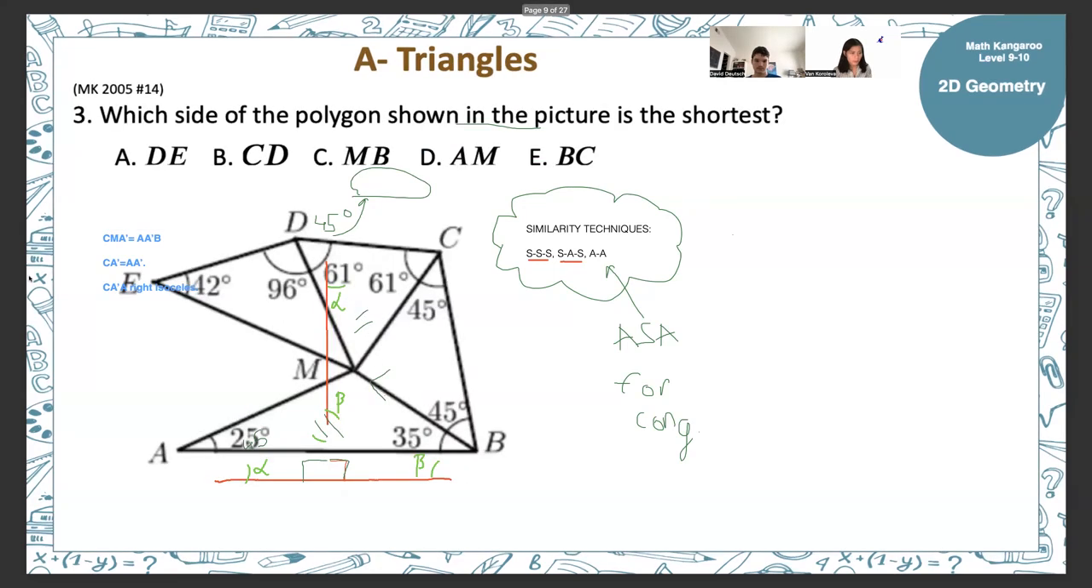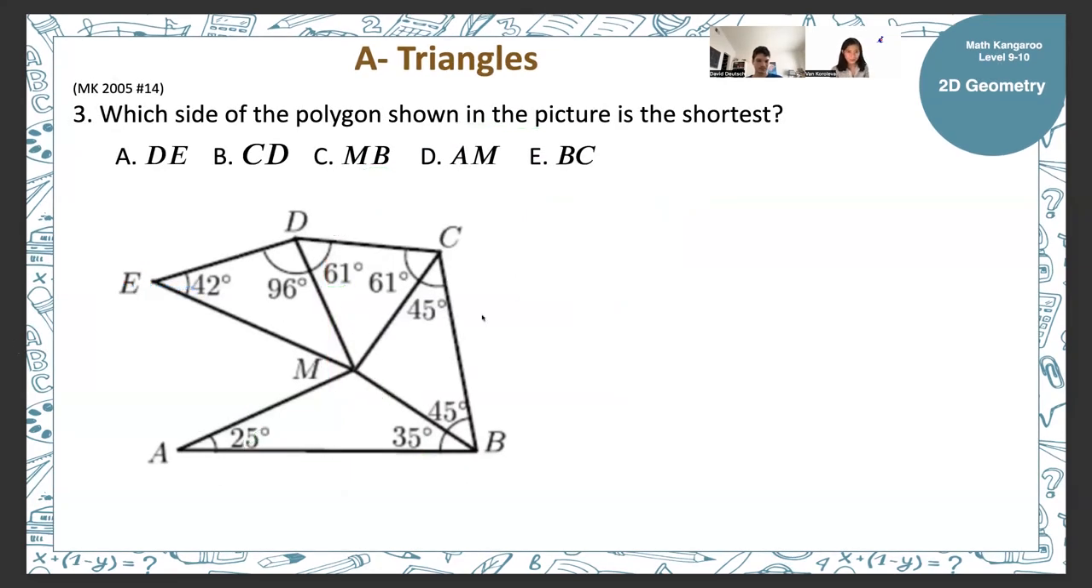Good. Next, this one, David, could you please do this question? Okay, question 3. Which side of the polygon shown in the picture is the shortest? Yeah, very small problem statement, a lot of segments. So the question really becomes, how do we compare the length of the segments when we're not given any lengths, right? We need some other trick.